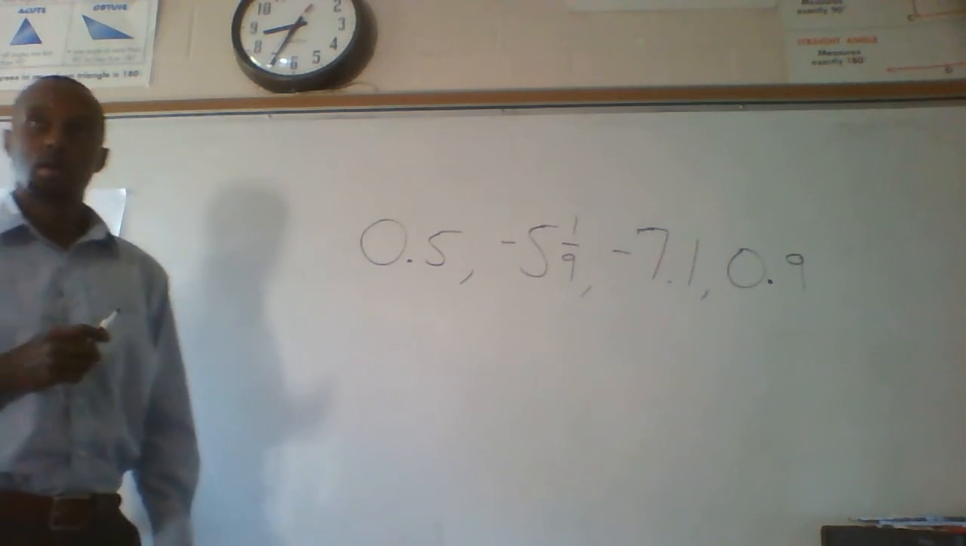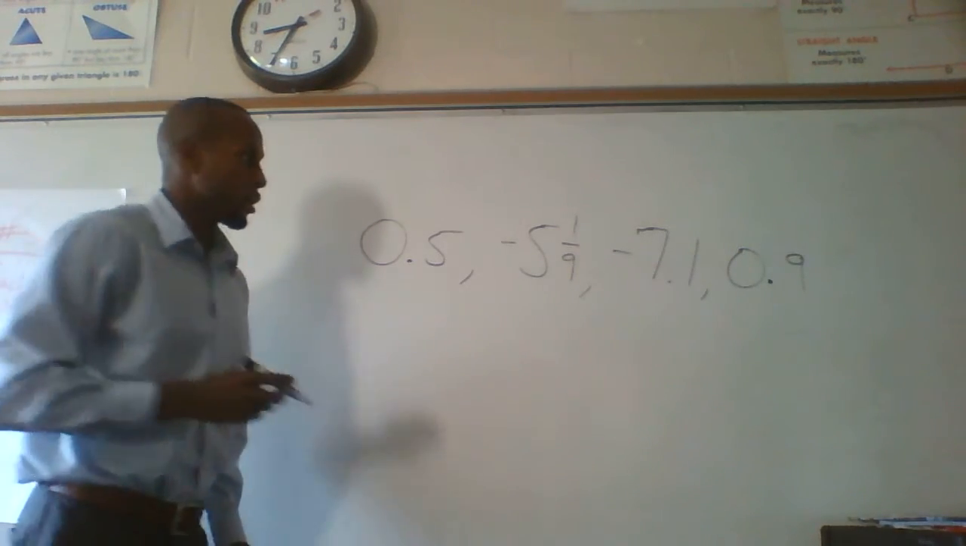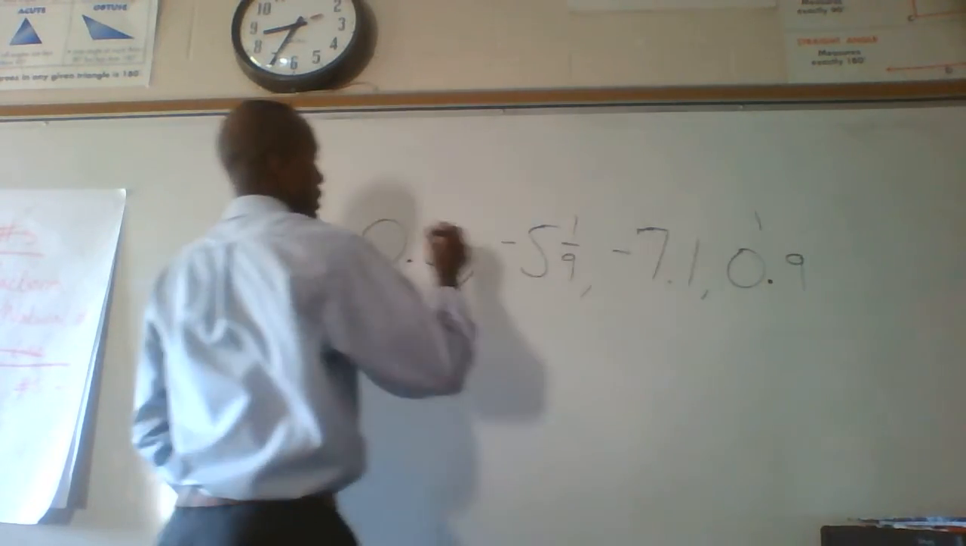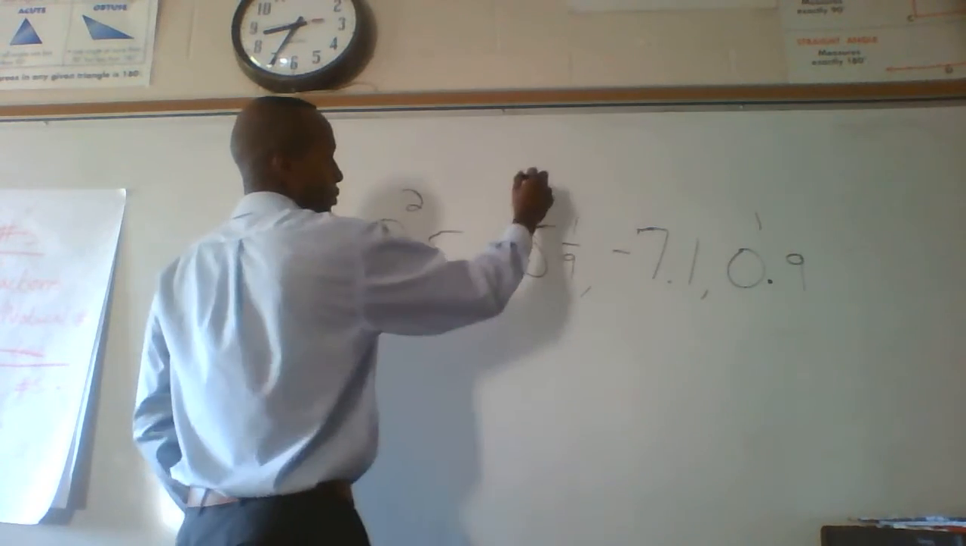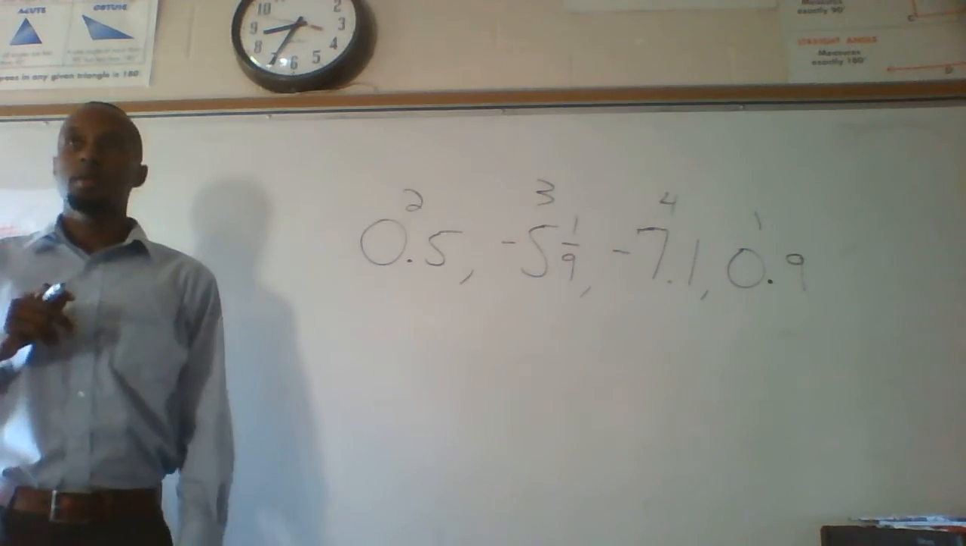I got it. Okay, yes. Greatest to least: 0.9, 0.5, negative 5 and 1/9, and negative 7.1. Good job. It's that simple.